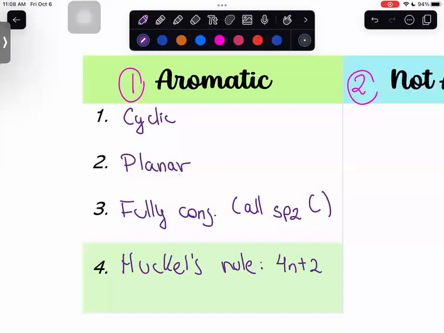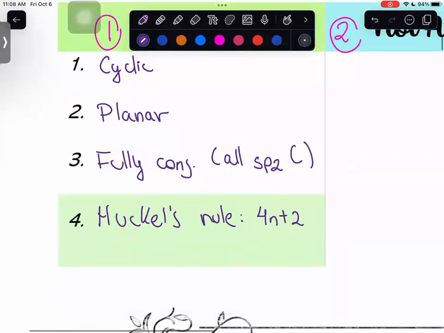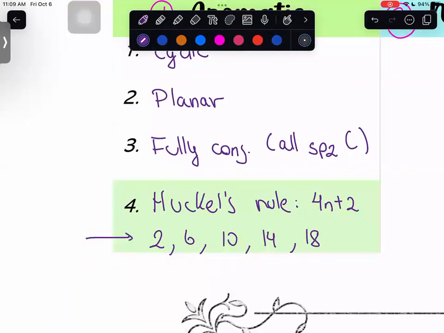Now, what's important is the possible numbers that you can form. So in this case, your possible numbers are going to be 2, 6, 10, 14, and 18. Those are the basic ones. Technically, we're going to have a few other options, but usually we're not going to look at something bigger than 18 pi electrons. And remember, those numbers are going to be equal to the number of pi electrons. Okay, so far we're good?